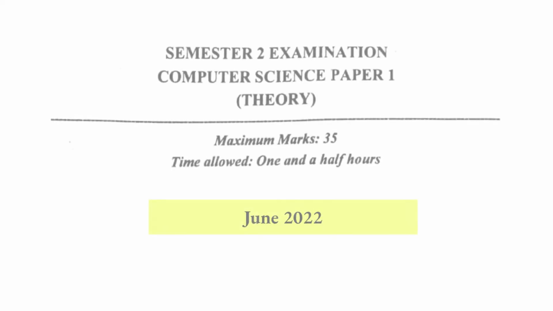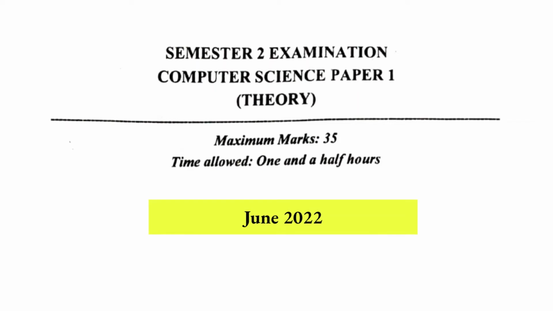Good morning, friends. So today we are going to discuss Semester 2 Examination Computer Science Paper 1 Theory, and that too Section A, which was of 7 marks only. We'll discuss all the questions in detail. Then we'll take Section B. Then after Section B, we'll take Section C. So let's take the first question.